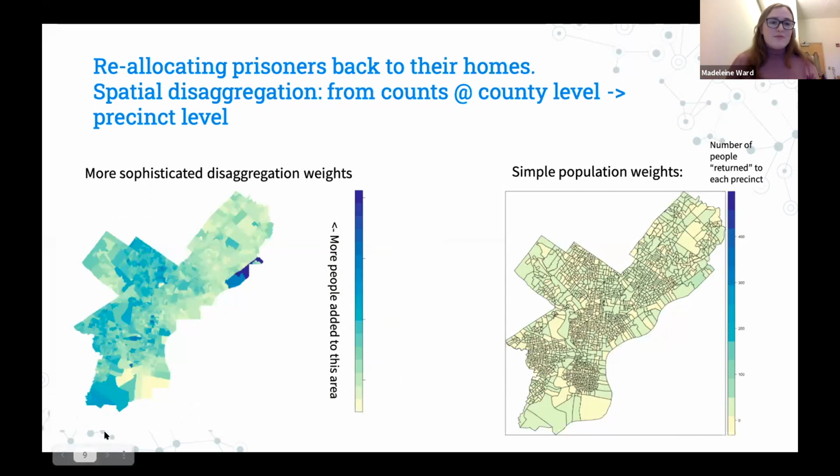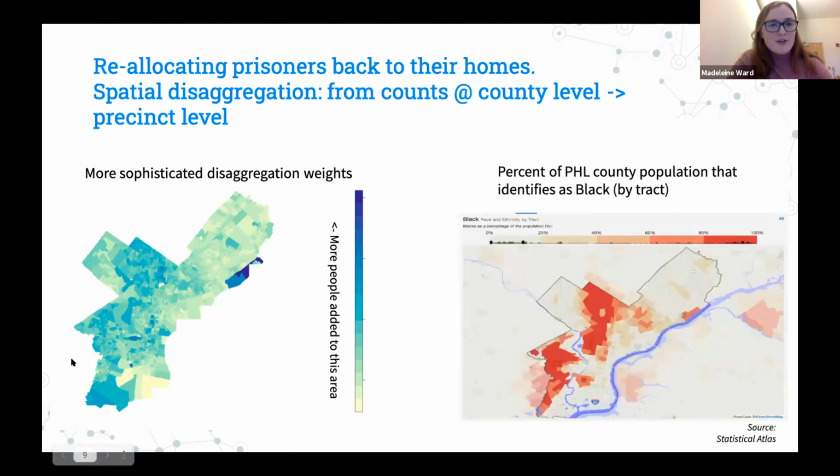But this is the most sophisticated mechanism that I ended up with, which was using weights based on racial data, education data, and of course, just general population. So darker colors mean that more people were added to each of those areas. They're not exactly split into precincts because this was a different method, like I said, than the simple population weights. And then you can confirm after that that it is highly related to some of the racial weights that we were using. Race is very relevant.